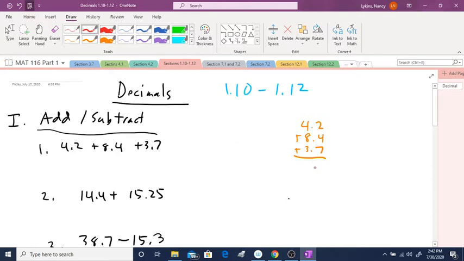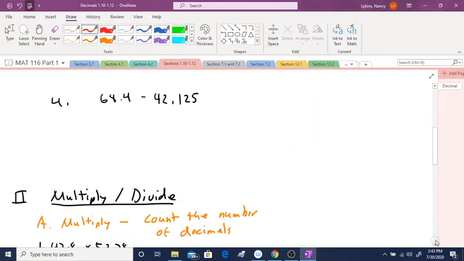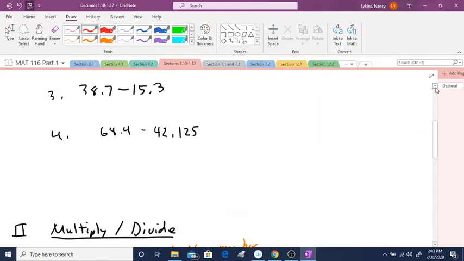So if I add all these up, 2 plus 4 is 6, plus 7 is 13. I carry the 1. 1 plus 4 is 5, plus 8 is 13. 13 plus 3 is 16. So my answer to the first one is 16.3. Notice I still have the 1 decimal.